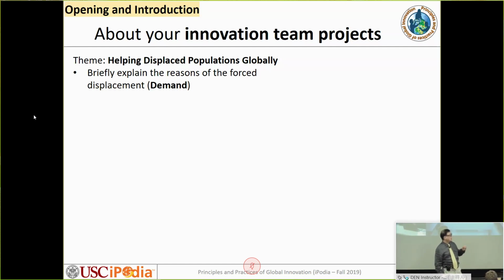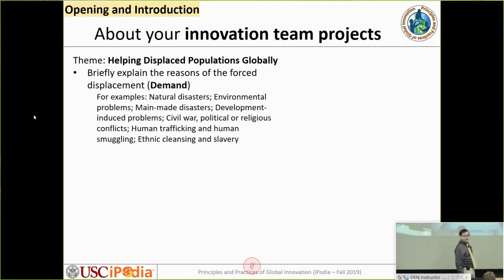Now, the first thing I want you to do is start thinking about the reasons of the forced displacement that you are interested in. Again, the reason is you want to understand the demand. Because there are many different reasons that people are forced to leave their home to migrate to different places. We do not want to talk about the political background of those reasons. We don't want to get into a political discussion, but it is very important to understand the actual reason that forced them to leave home so that you can clearly identify their demand. Okay?